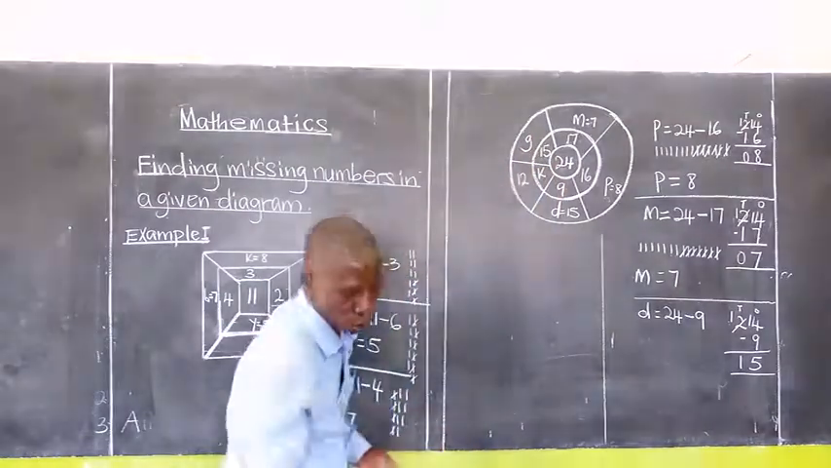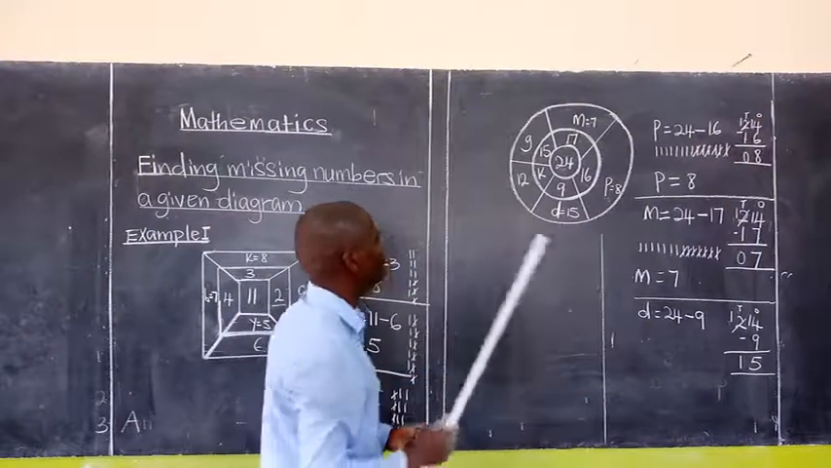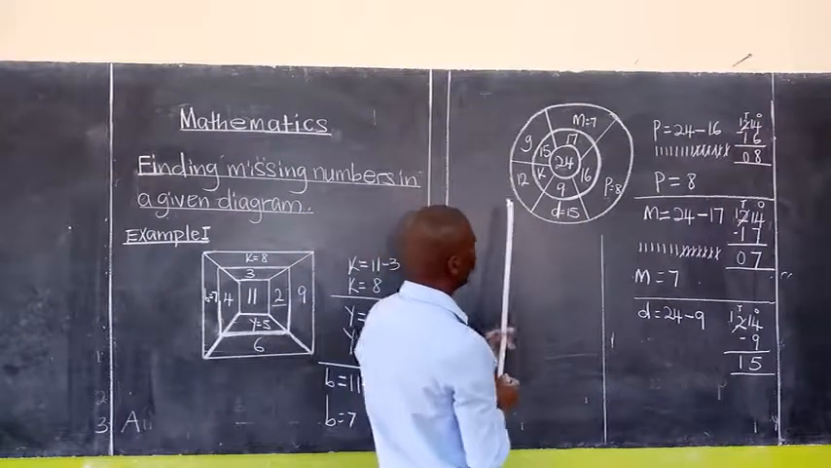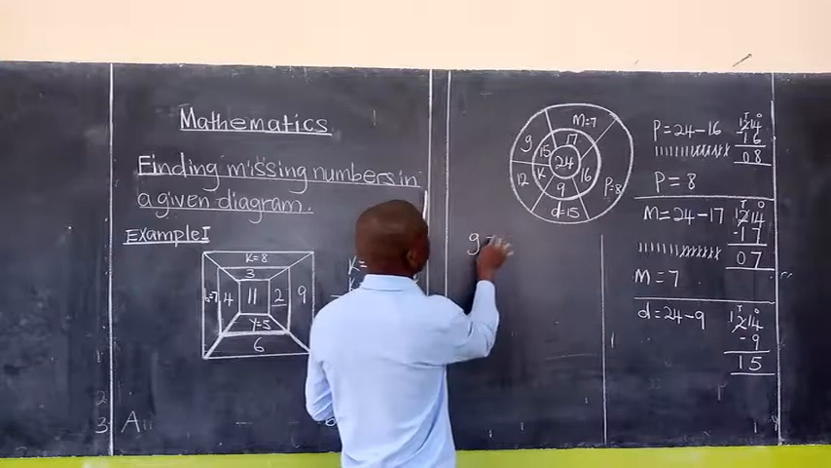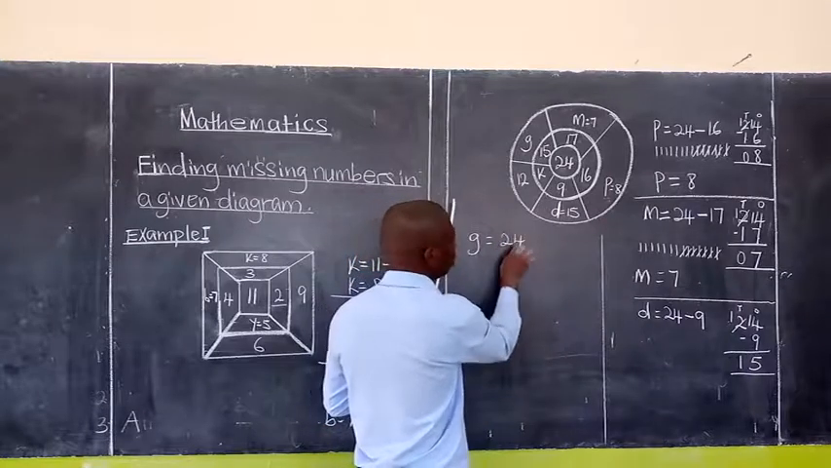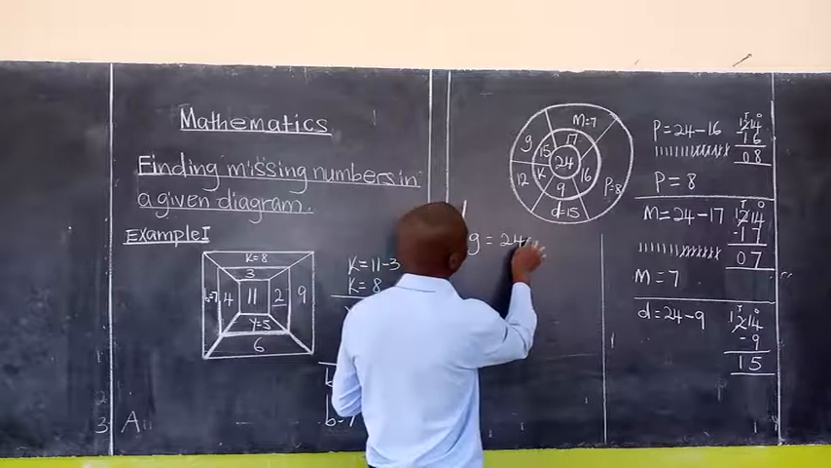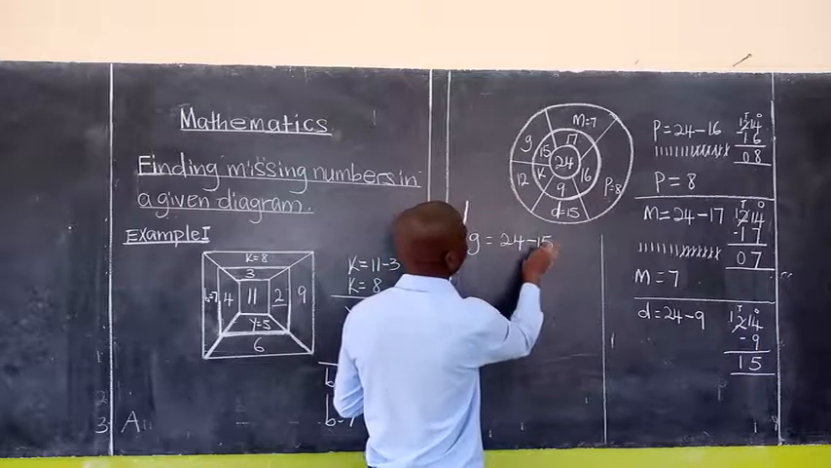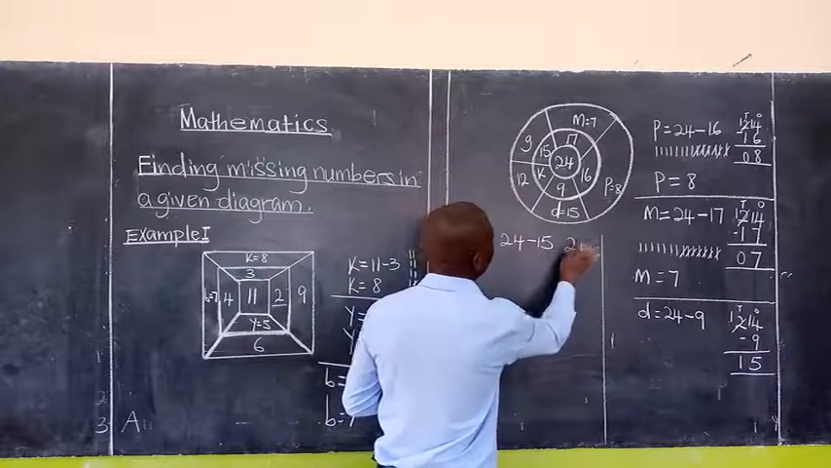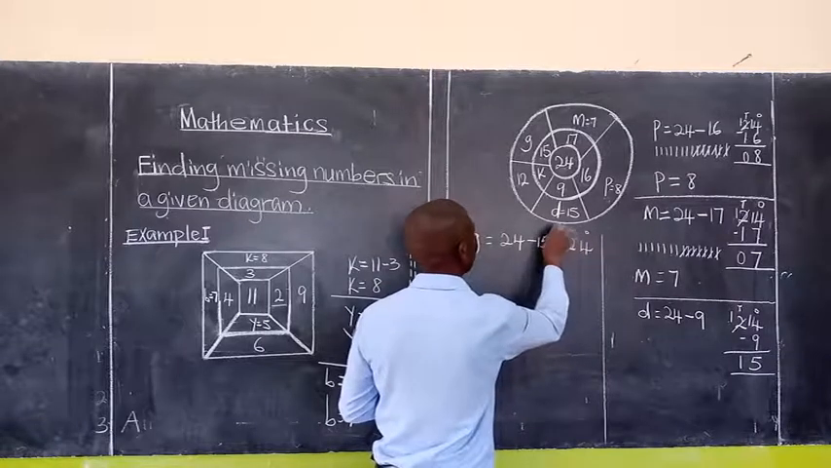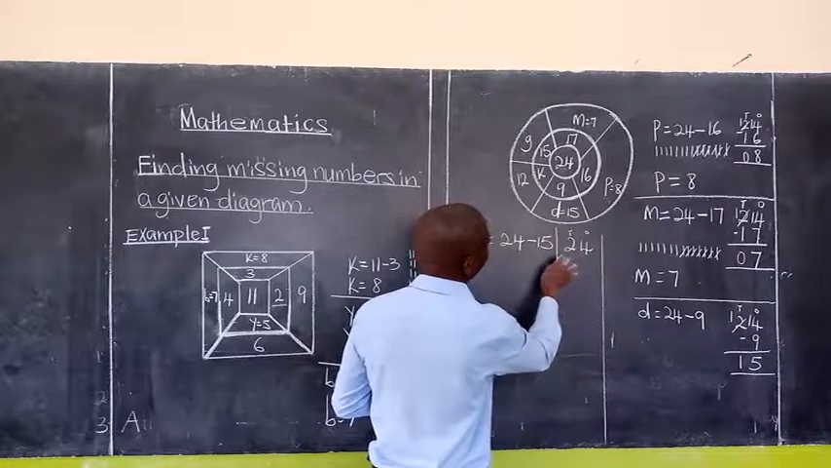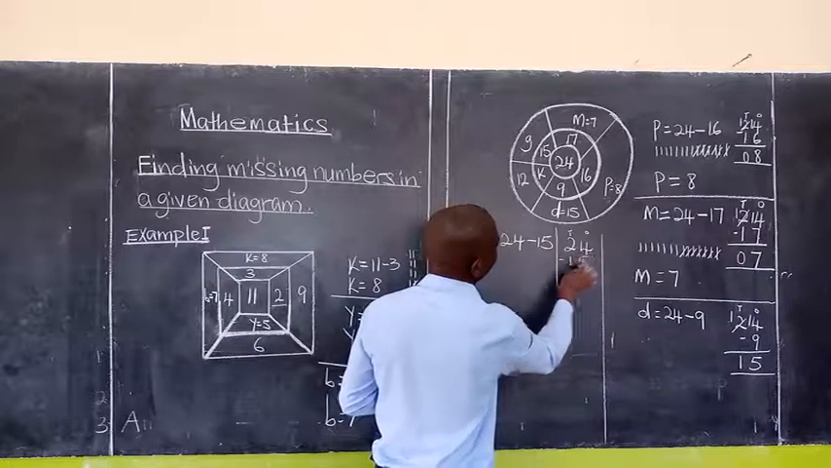So what do we do? We shall still do the same, subtracting. So G equals 24, take away 15, which is still better. We can use the vertical method. 24, take away 15.